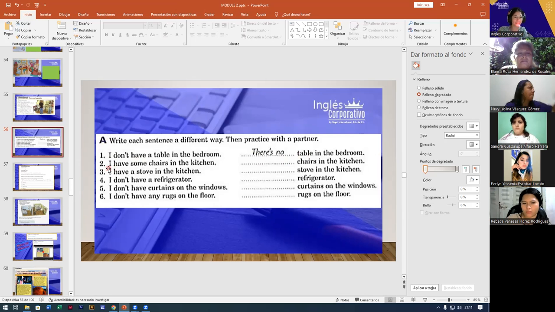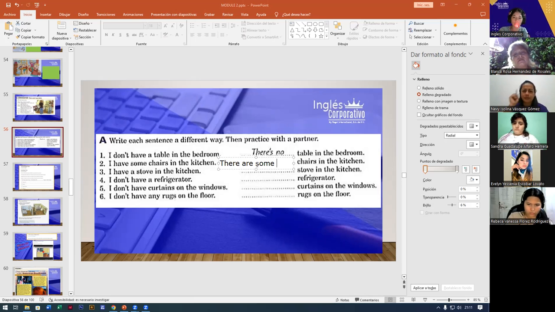Nevi, continue, please. I have some chairs in the kitchen. Good one. This is affirmative or negative? Affirmative. Excellent. Okay. Transform using there is or there are. Affirmative, but the other manner. Okay. There are chairs in the kitchen. That's good. There are chairs or there are some chairs, right? Two possibilities. That's correct. There are some chairs in the kitchen. Remember, some is only for affirmative. Algunas, ¿verdad? Exactly. That's correct.